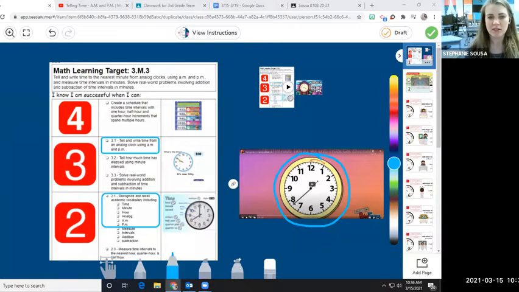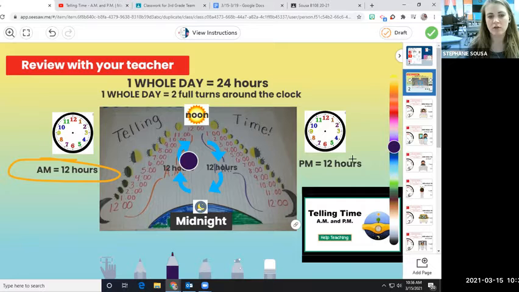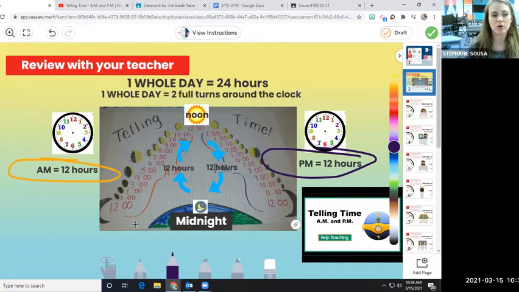Go ahead and move on to slide 2 for a quick review. You guys have seen these notes before. One whole day has 24 hours. 12 of those hours are in the AM, and the other 12 of those hours are in the PM. Again, this clock shows that we have times twice: noon, midnight, 12, 11, 11 together, 10, 10 together. So times happen twice, okay?